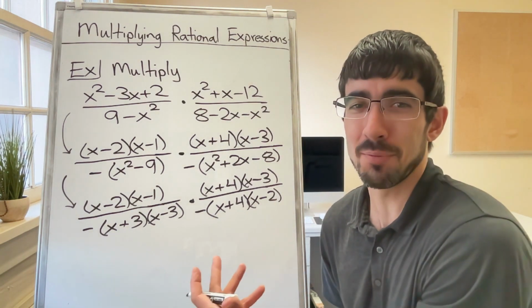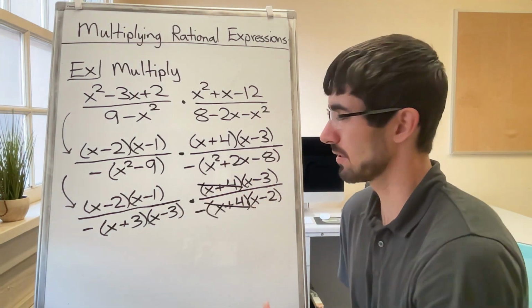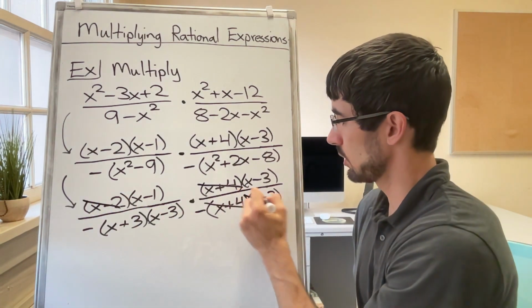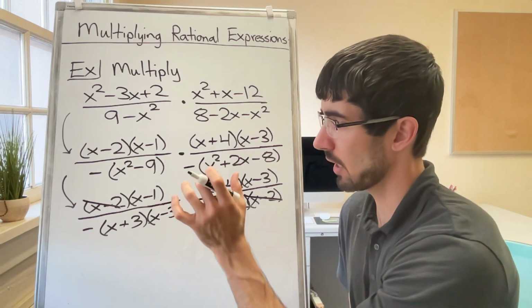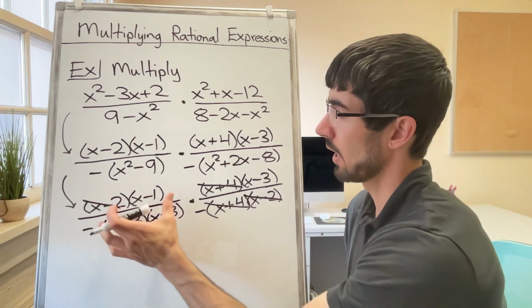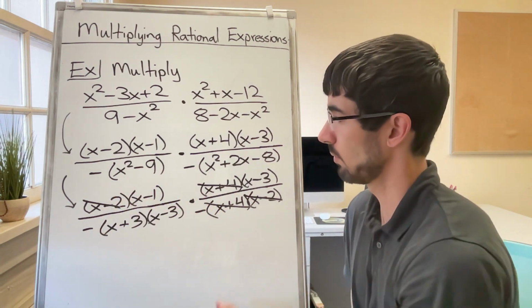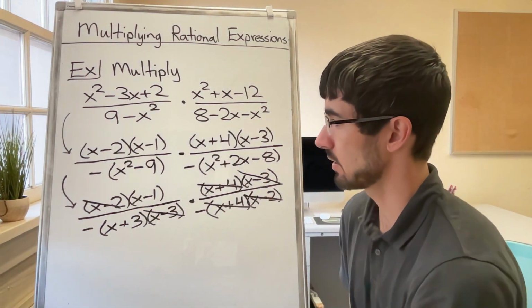Now is the fun part. We can divide common factors, right? X plus 4 and x plus 4, those divide out. Here's an x minus 2, which divides with this x minus 2. Remember, any factor in a numerator and in a denominator can be canceled or divided. It doesn't matter if they're above and below each other or if they're diagonal from each other. Here we can divide an x minus 3 and an x minus 3.